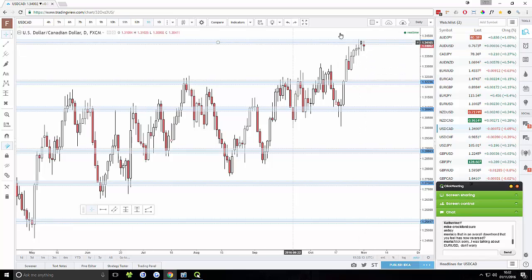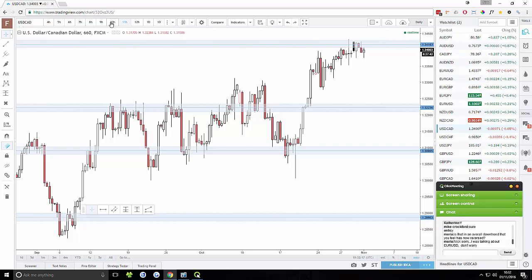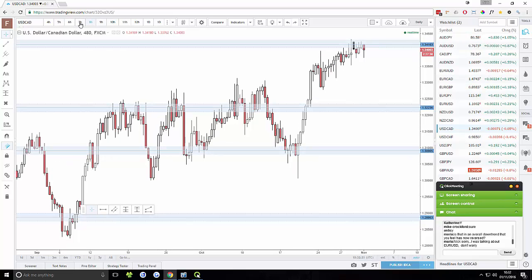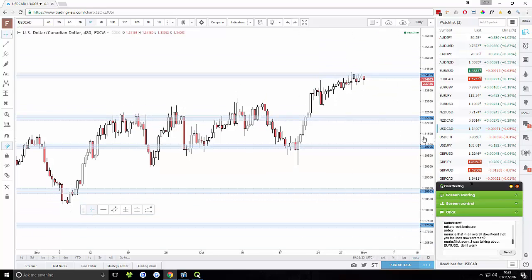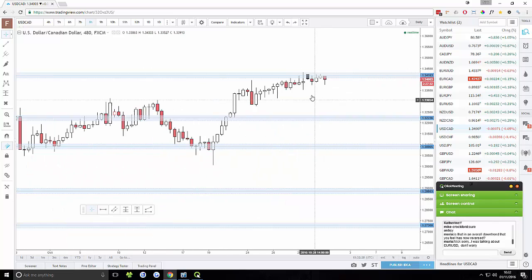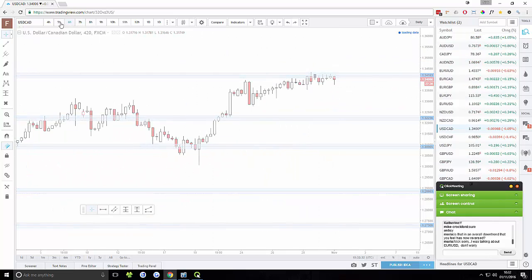USD CAD, that's a bit late. Probably wouldn't want to enter this anyway, to be honest. It's a bit messy. But it's clear that USD CAD is hitting a pretty heavy resistance area. But this is too messy, way too messy.